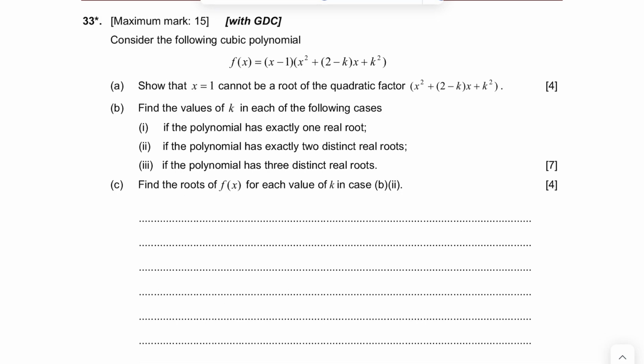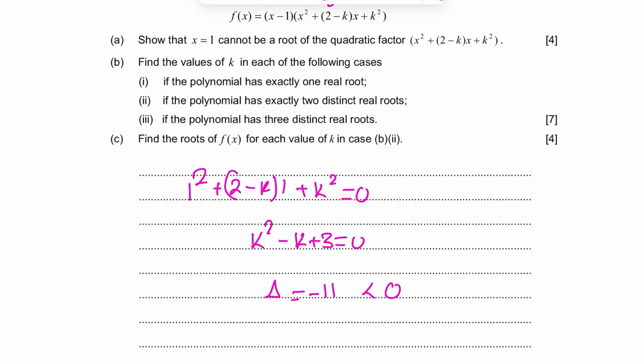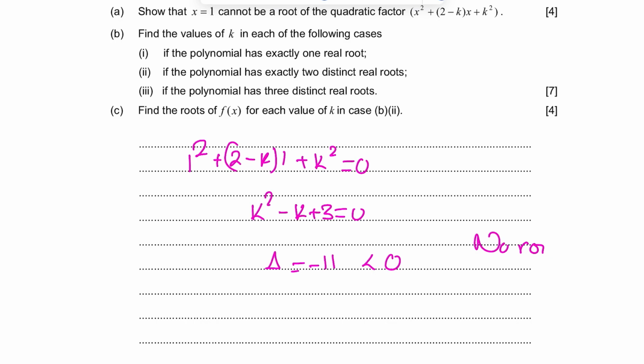Coming to the last question. Consider the following cubic. Show that x equals 1 cannot be the root of the quadratic. So if x equals 1 is the root of this quadratic, 1 square plus 2 minus k times 1 plus k square should be equal to 0. So k square minus k plus 3 equals 0. But the discriminant for this one is nothing but -11, which is less than 0. So therefore, no roots. So it cannot be the root for that equation.